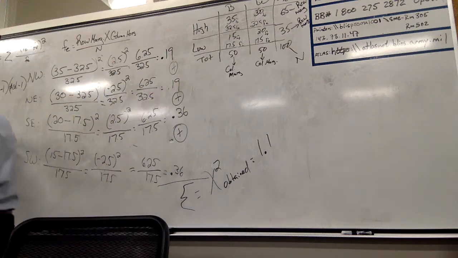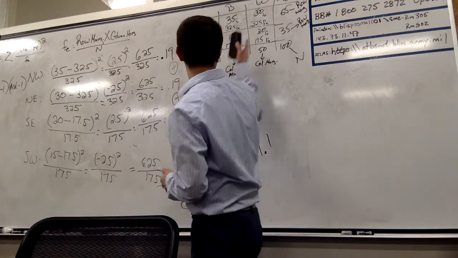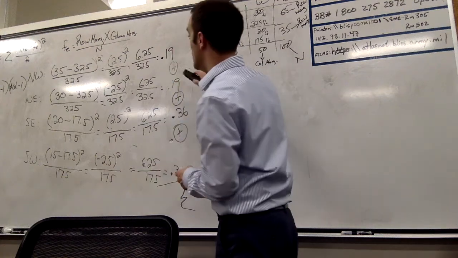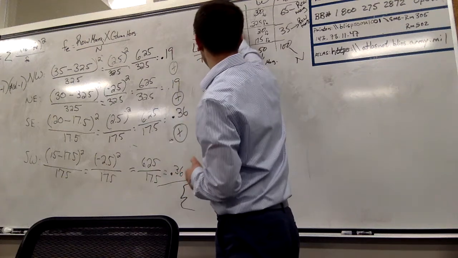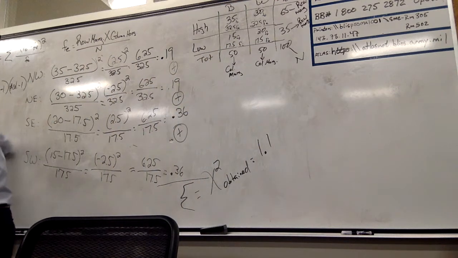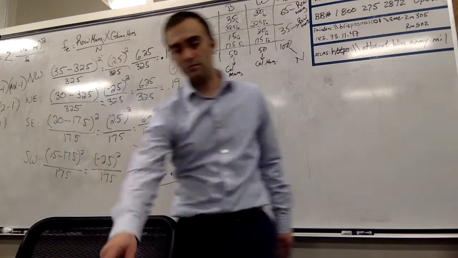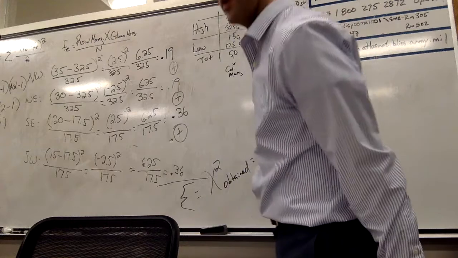Remember we said we had a 2x2 table. Yeah, the totals do not count. We have 2 substantive rows, high, low, 2 substantive columns, black, white. So 2 rows minus 1 times 2 columns minus 1. 1 times 1. 1 degree of freedom. More often than not, you're going to be dealing with 1 degree of freedom.